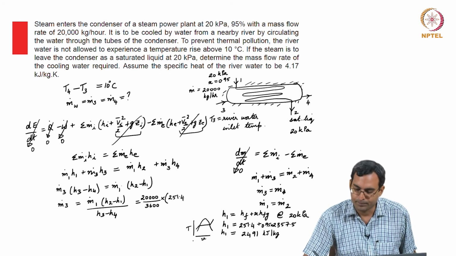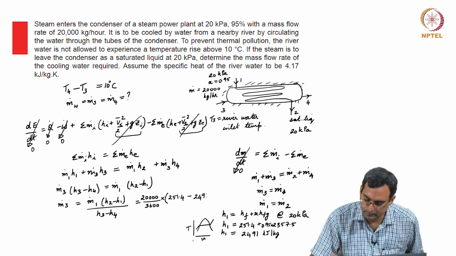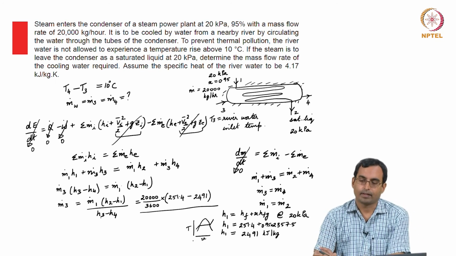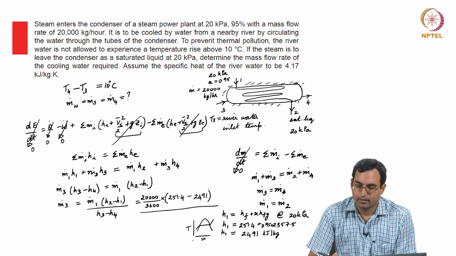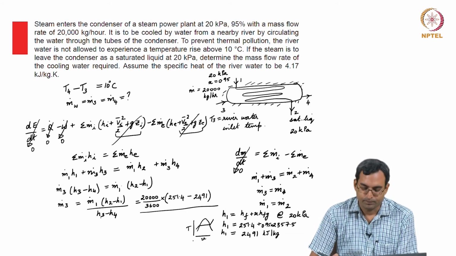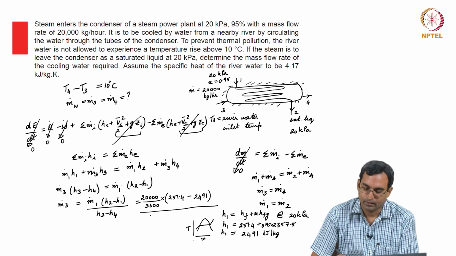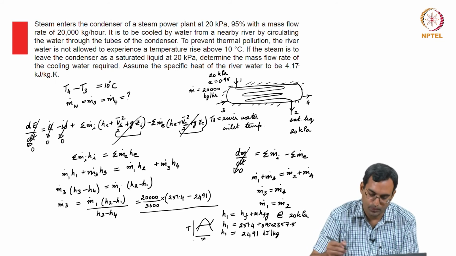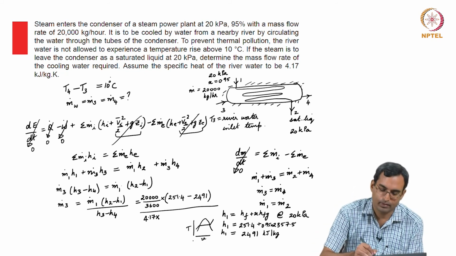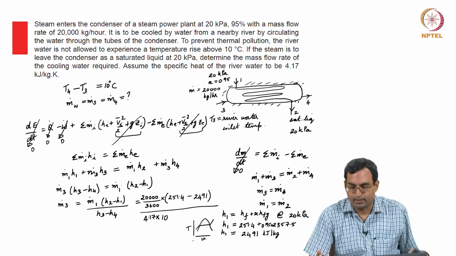kilojoule per kg, and the value of h 1 is 2491 kilojoule per kg, and in the denominator we have h 3 minus h 4. This is liquid river water, its temperature is very low. So, h 3 minus h 4 would be given as Cp into delta T. Cp of the water is given as 4.17 kilojoule per kg K. Delta T we have said cannot be more than 10 degrees. So, this is 10. This is essentially the expression which we have.